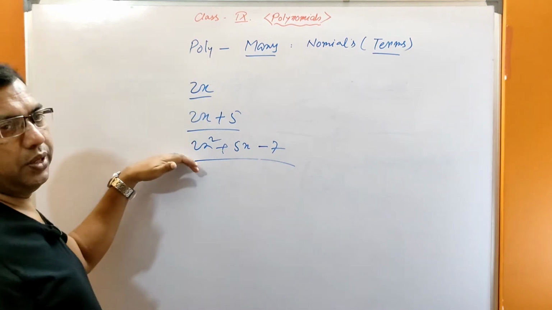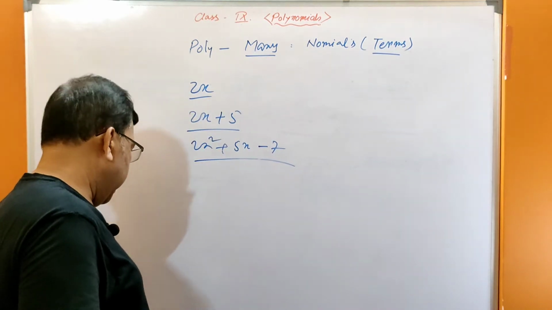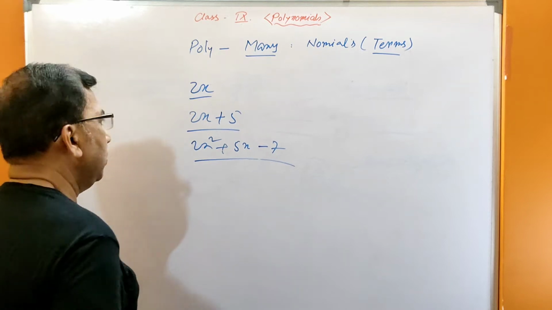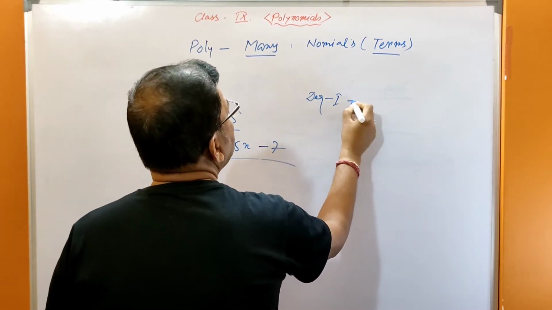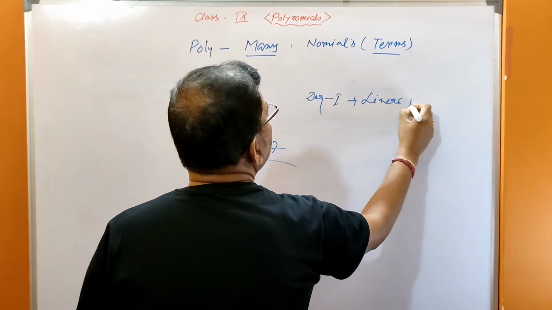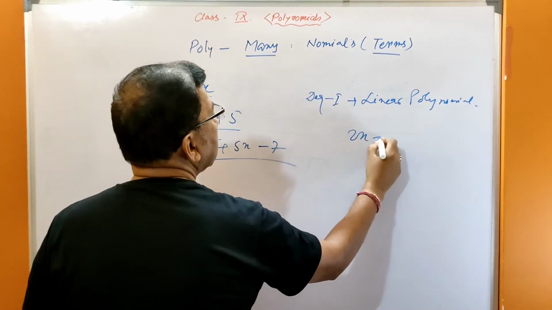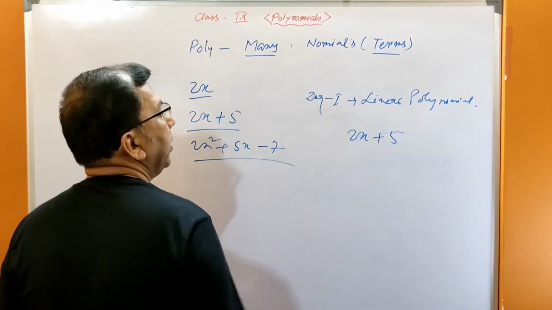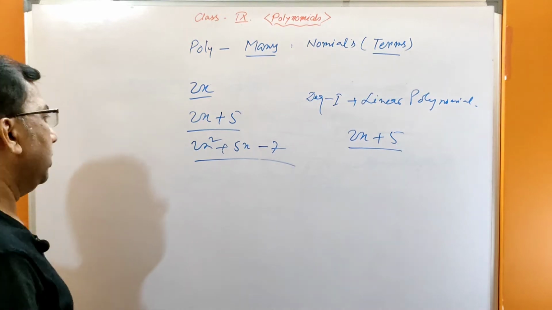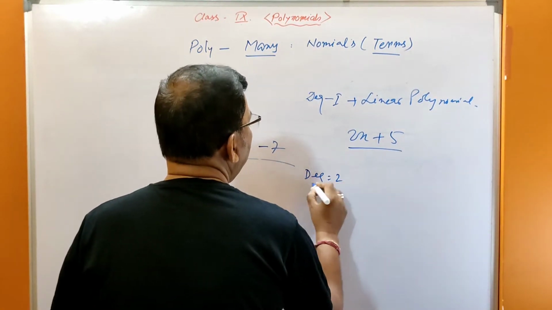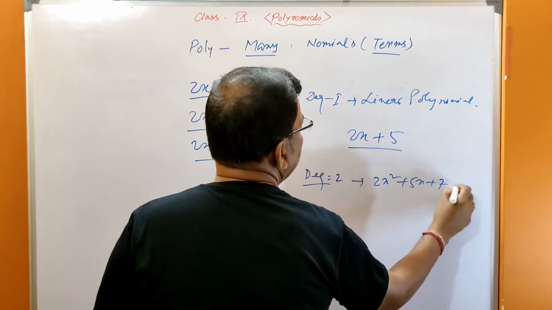And monomials, binomials, trinomials. And on the basis of the degree, or exponent, polynomials with degree 1 are linear polynomials. For 2x plus 5, what is the degree of x? Nothing else, it is 1, so this is a linear polynomial. Clear? What will a quadratic polynomial be? One whose degree is 2, for example 2x square plus 5x plus 7.